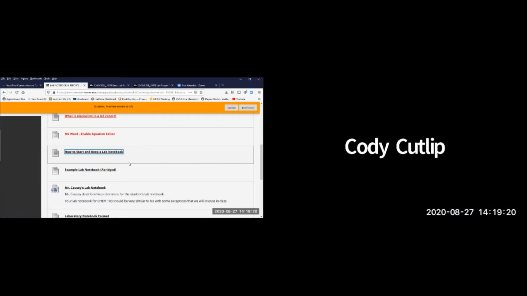So can we use front and back for one experiment and then just always restart on the right-hand page?